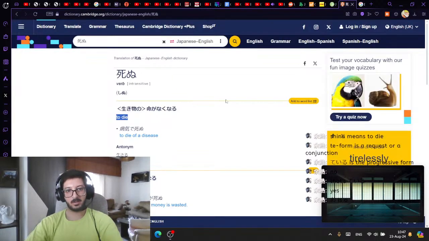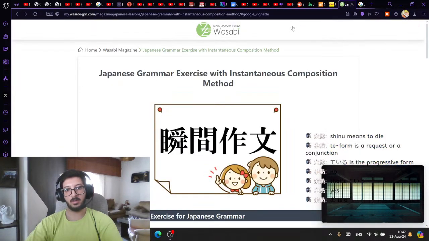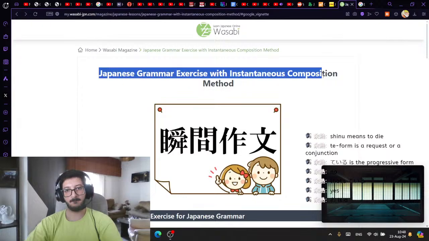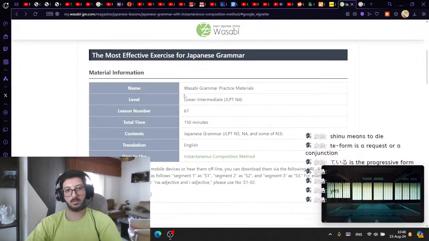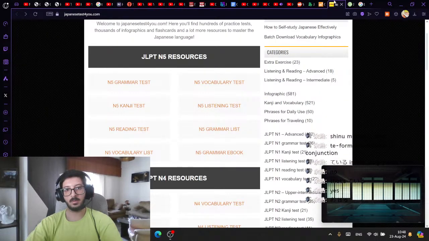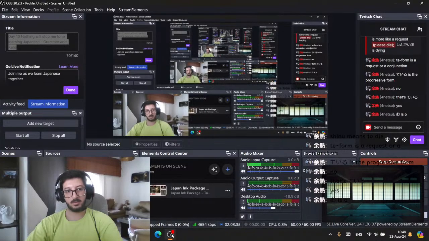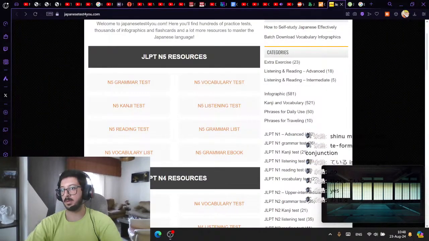What should we do next? I wonder. Instantaneous composition method. How? It's been how much time? 2 hours. Okay, let's end it here. And we'll continue tomorrow.